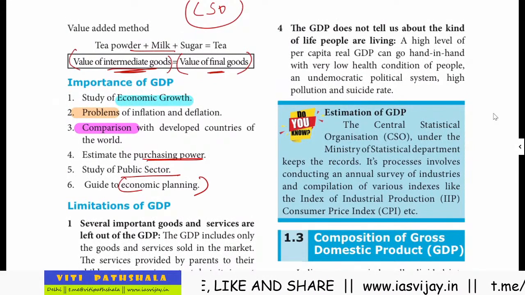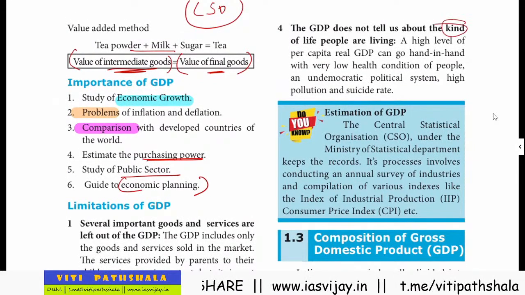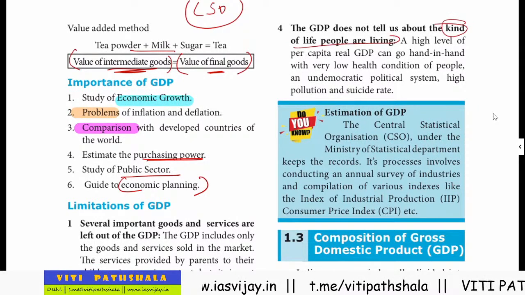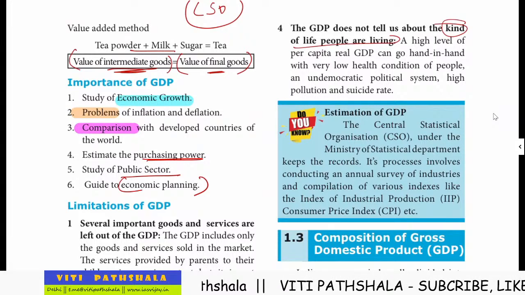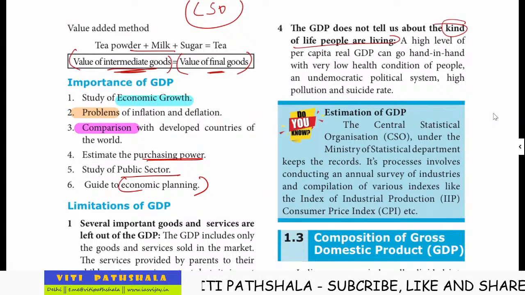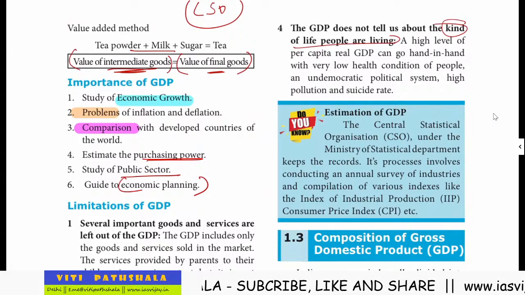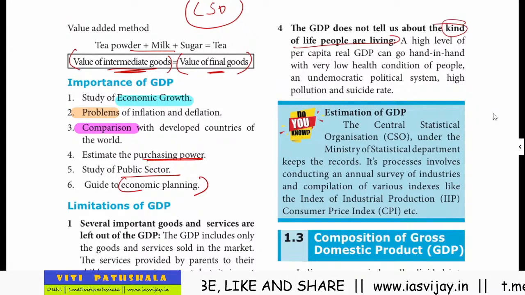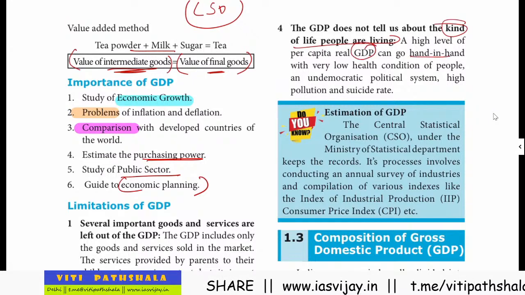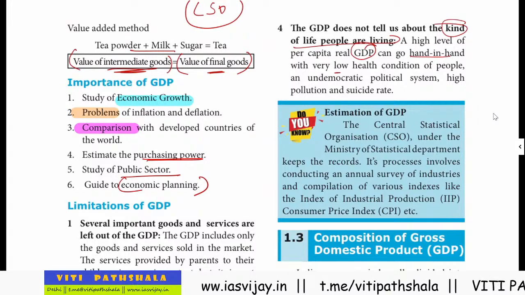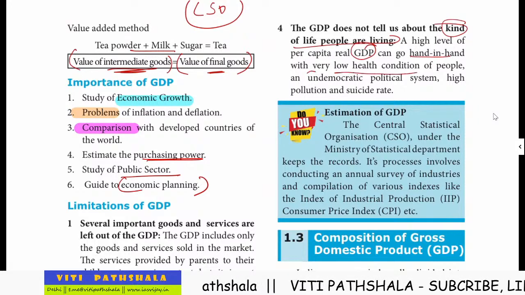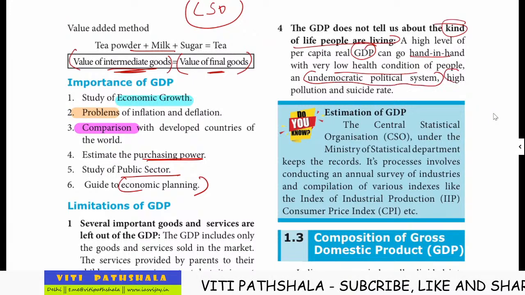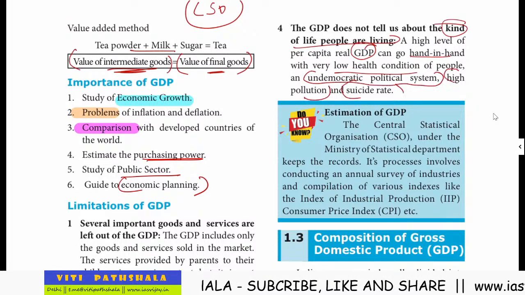Next, the GDP does not tell us about the kind of life people are living. Are they happy? Are they prosperous? Are they living in a democratic country or not? A high level of per capita real GDP can go hand in hand with a very low health condition of the people, an undemocratic political system, high pollution, and a high suicide rate.